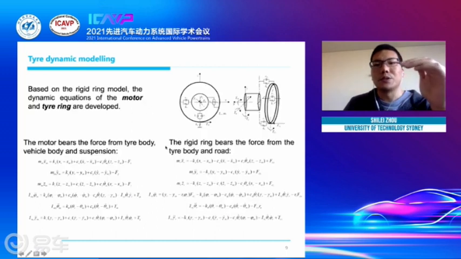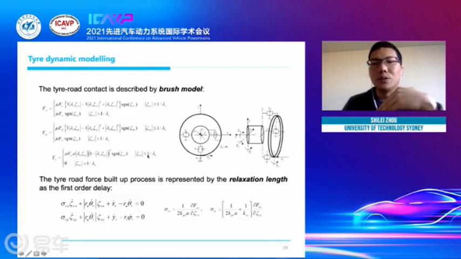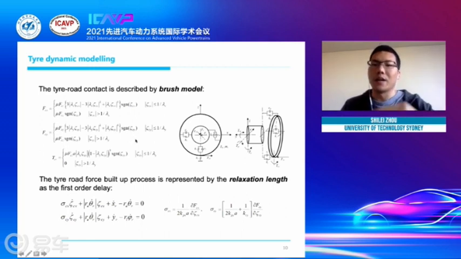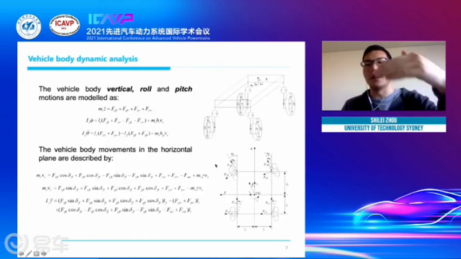So we use these two models. First, we use this model to describe the tire deformation, and second, we use these equations to describe the tire-road interaction. And of course, between the motor and the vehicle body, there are equations here.